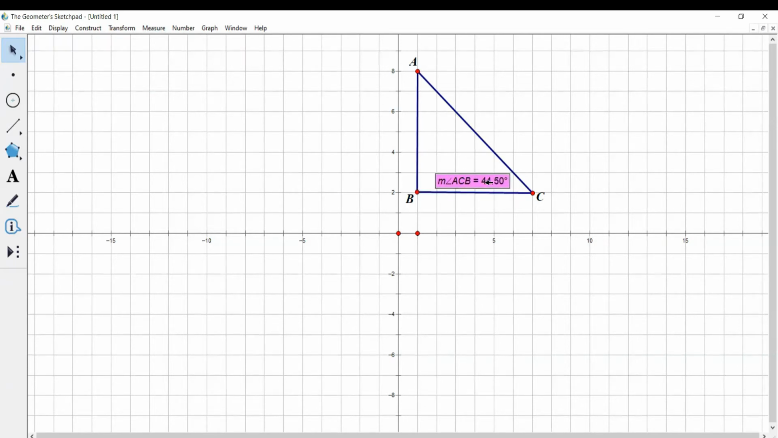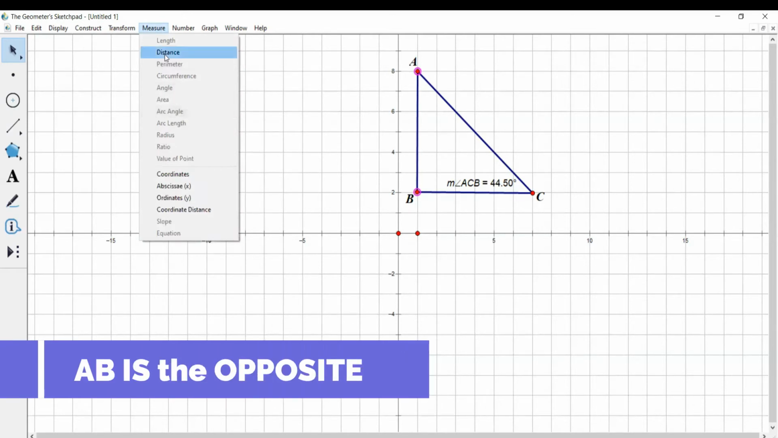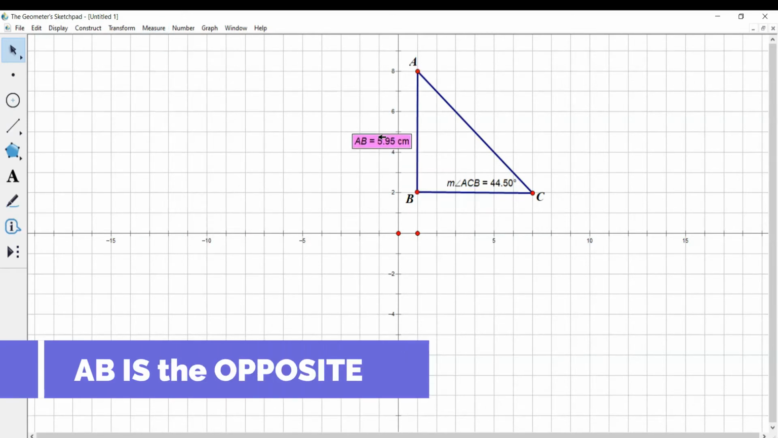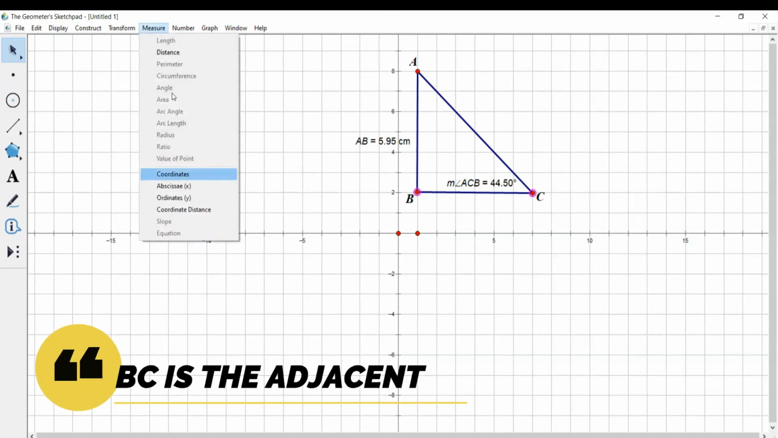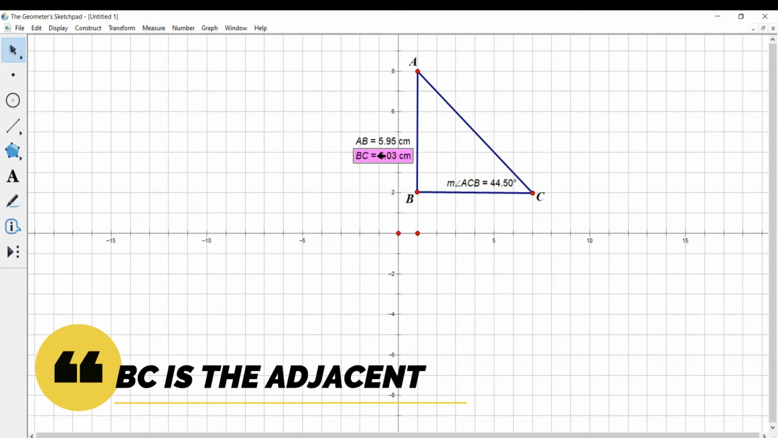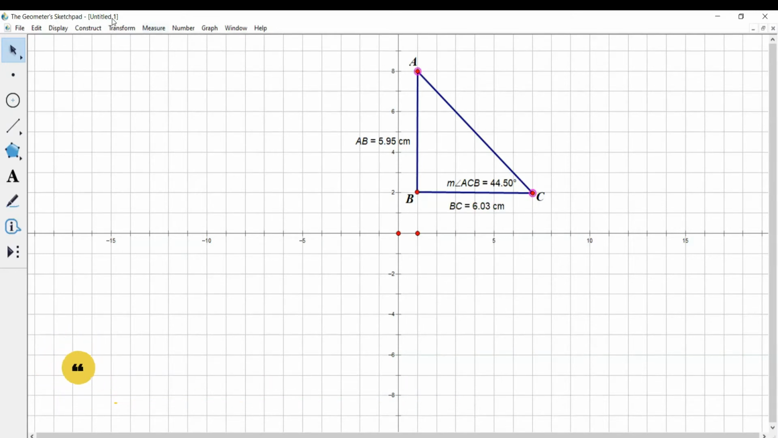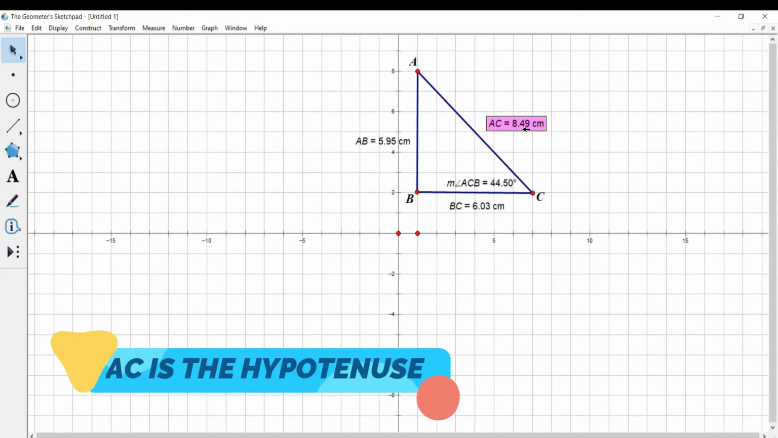Now that angle at C is 44.50 degrees. Beautiful. Now we're going to measure the length of this side AB. The length of AB is 5.95 centimeters. Cool. Now we're going to measure the length of BC. The length of BC is 6.03 centimeters. Now we're going to measure the length of AC. The length of AC, the hypotenuse, is 8.49.